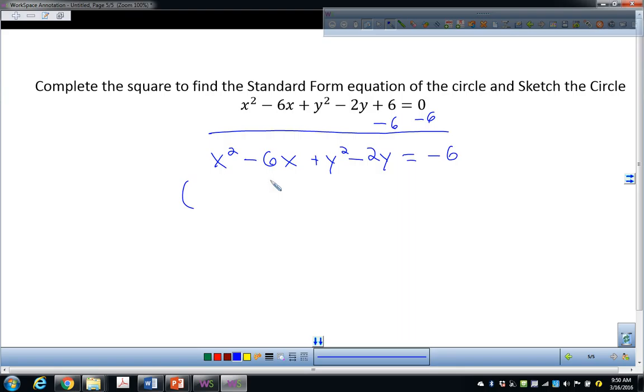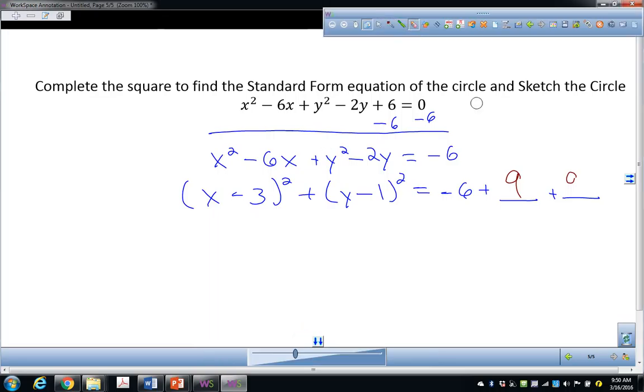I complete the square right here. I take half of this negative 6. What's half of that negative 6? Minus 3 squared. And I take half of this, y minus 1 squared, equals negative 6 plus blank plus blank. What goes in those two blanks? Not negative 3 and negative 1. 9 and 1. Why? Because that's the square of negative 3 and negative 1.